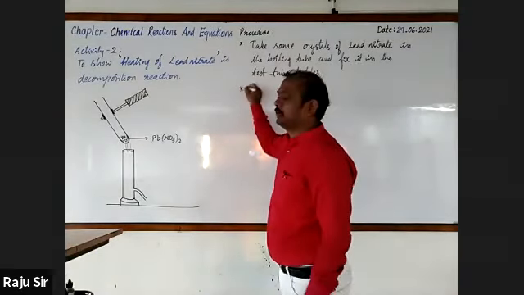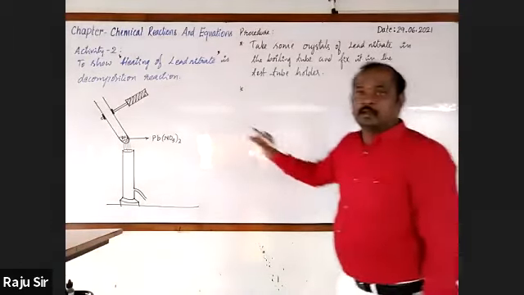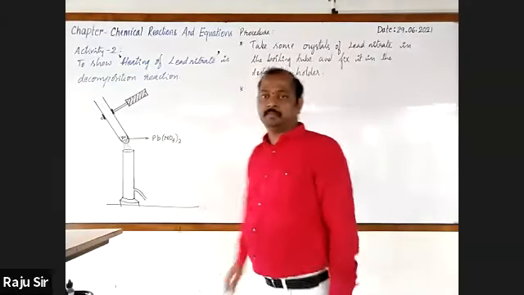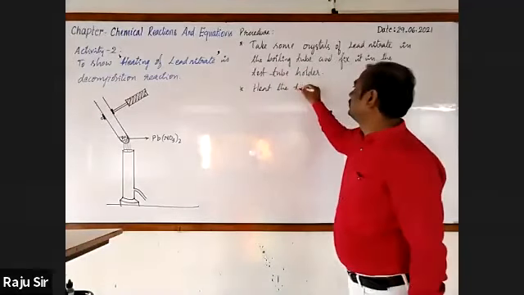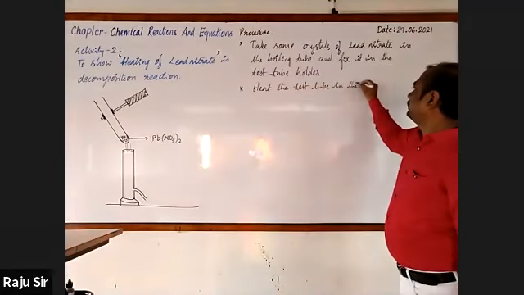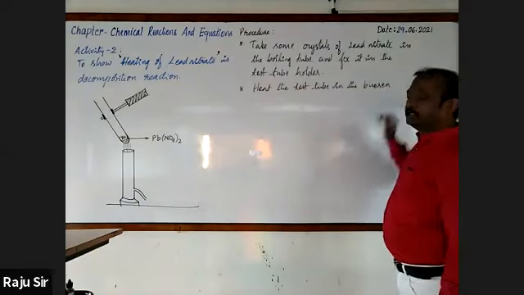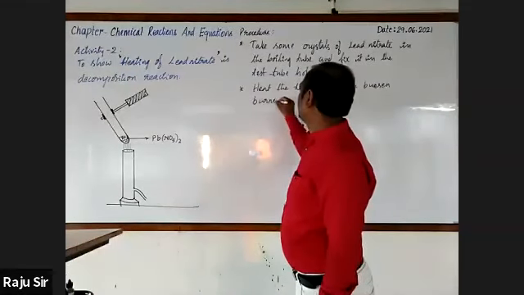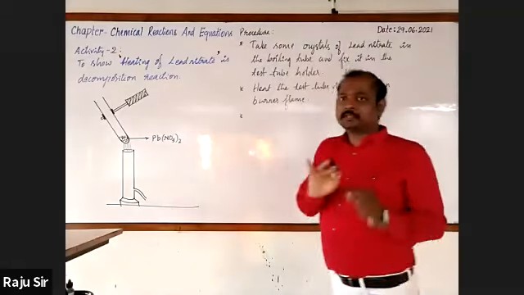Next, second point. What is the second point? Introduce it to the flame. Heat the test tube in the Bunsen burner flame. Please go on, write it with me. Don't be lagging. Bunsen burner flame. Then, this is the procedure.